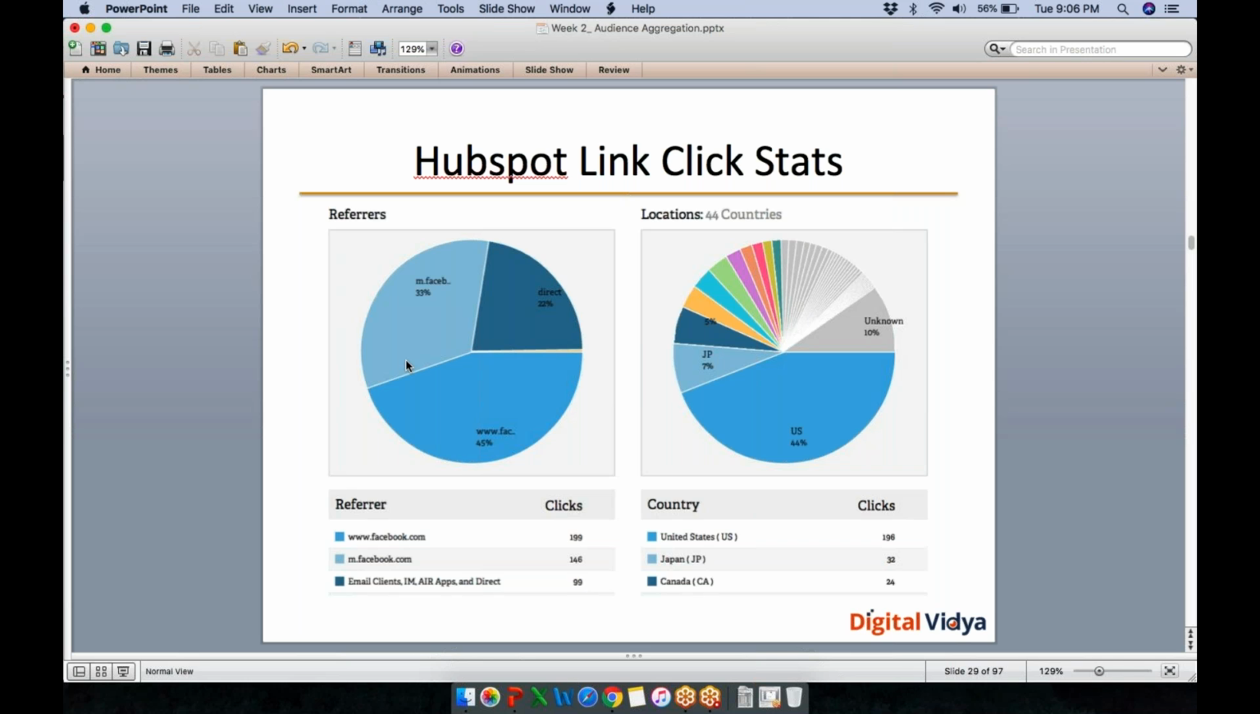Now, if you do the math, you can again understand how much money it would have cost HubSpot if it was advertising this particular thing, which it was not. It was just promoting this content to the audience which is already aggregated and interested to know more about content which is being published by HubSpot.